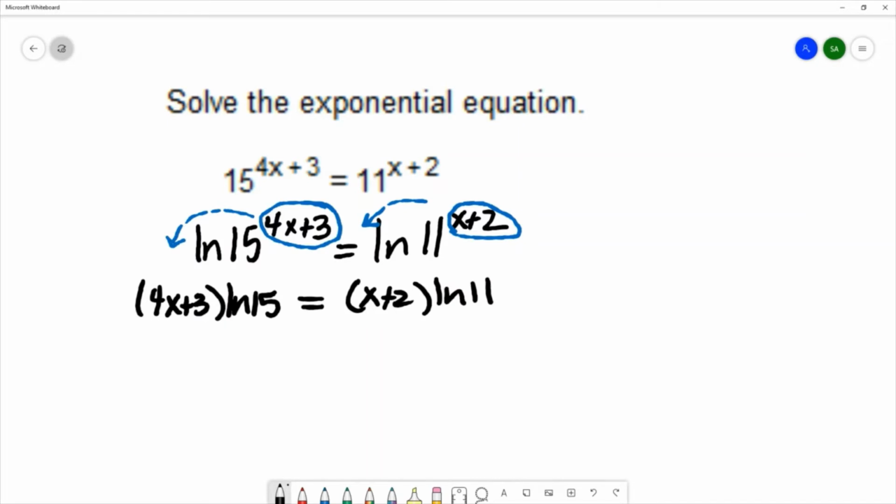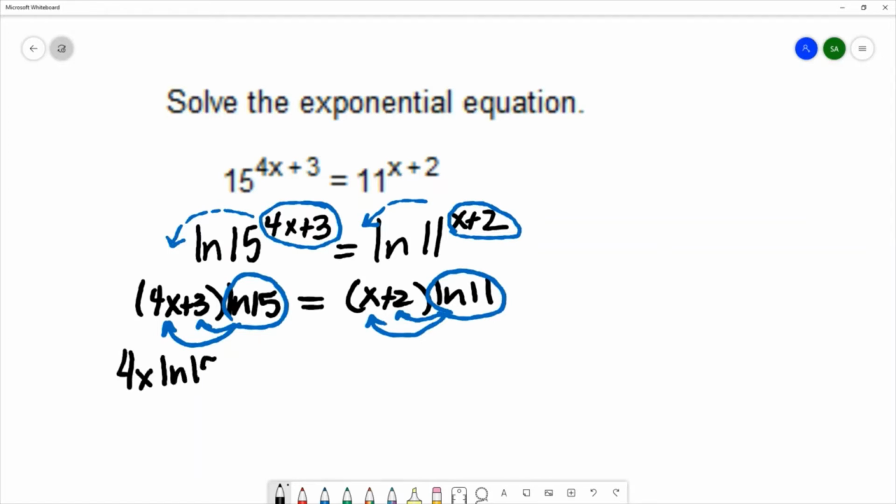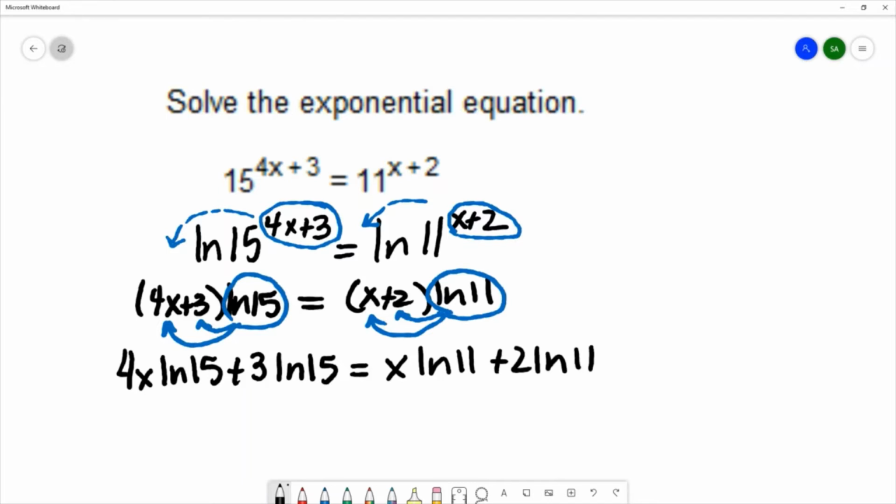Now I'm going to use the distributive property. I'm going to distribute this natural log of 15 to each term in the parenthesis, and I'll distribute the natural log of 11 to each term inside this parenthesis. That's going to give me 4x natural log of 15 plus 3 natural log 15 equals x natural log of 11 plus 2 natural log of 11.